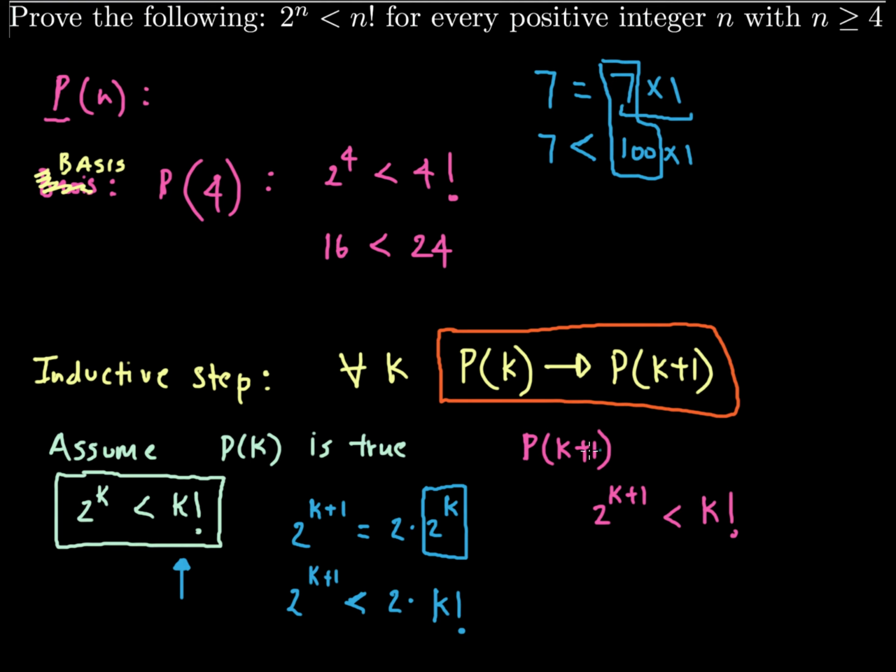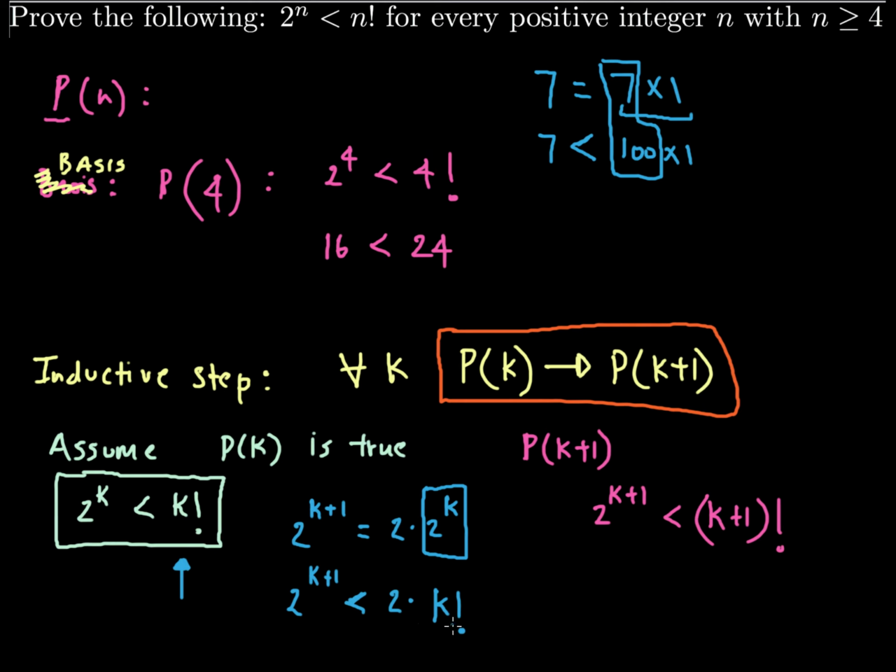Okay, and again, there's a slight typo here. This statement in pink should not be k factorial. This should be k plus 1 factorial. So let's correct that. Let's make this k plus 1 factorial.